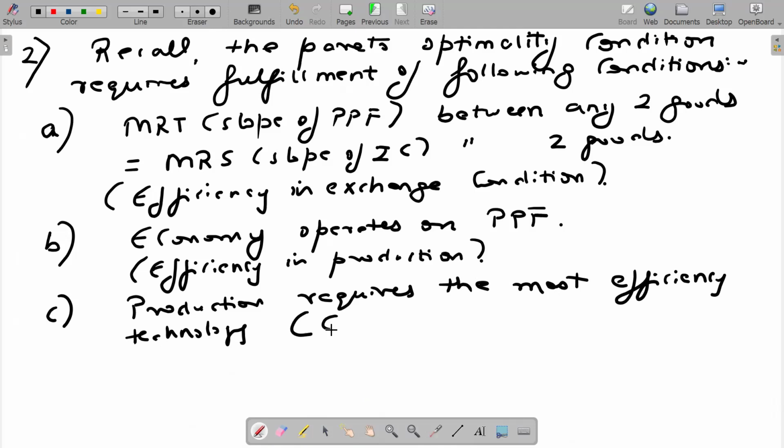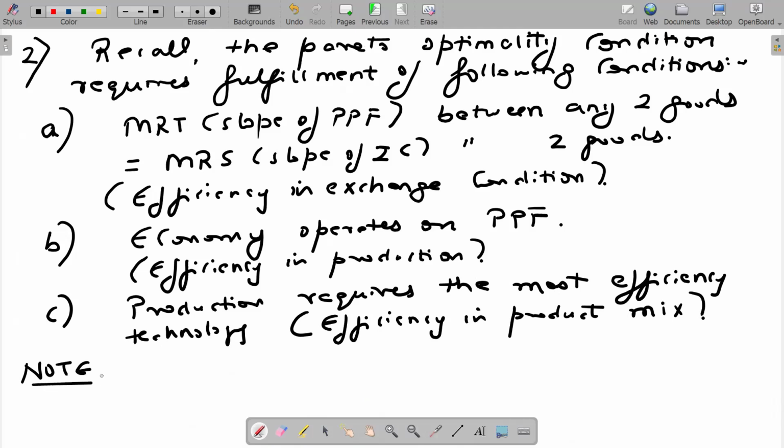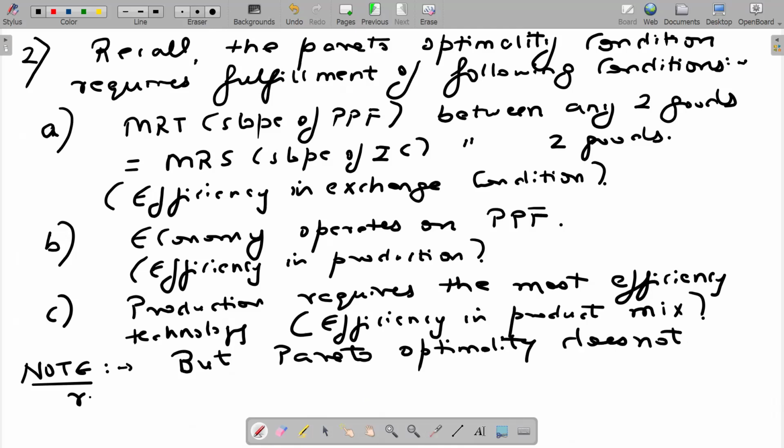goods. So I can write this is the efficiency in product mix. Okay, but I can write a note that Pareto optimality does not talk about income distribution. Pareto optimality does not require equal or fair income distribution.